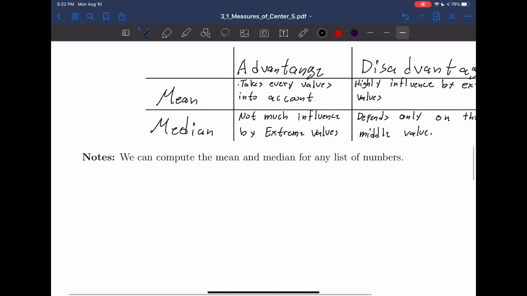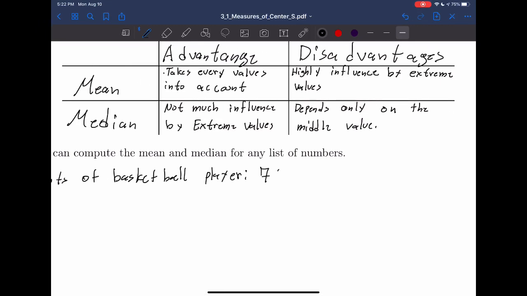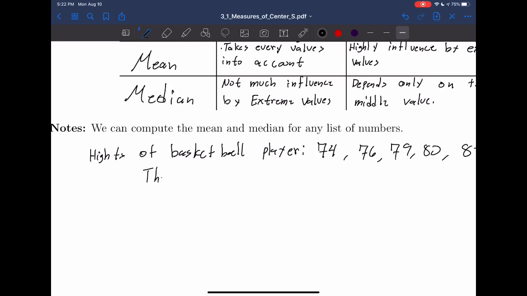Another thing you want to notice is that we can actually compute the mean and median for any list of numbers. But sometimes we don't want to because we have to think about their meaningfulness. For example, let's say I have the heights of basketball players. So these are a list of numbers. Let's say these are the heights of basketball players in inches. And I also got their jersey numbers.